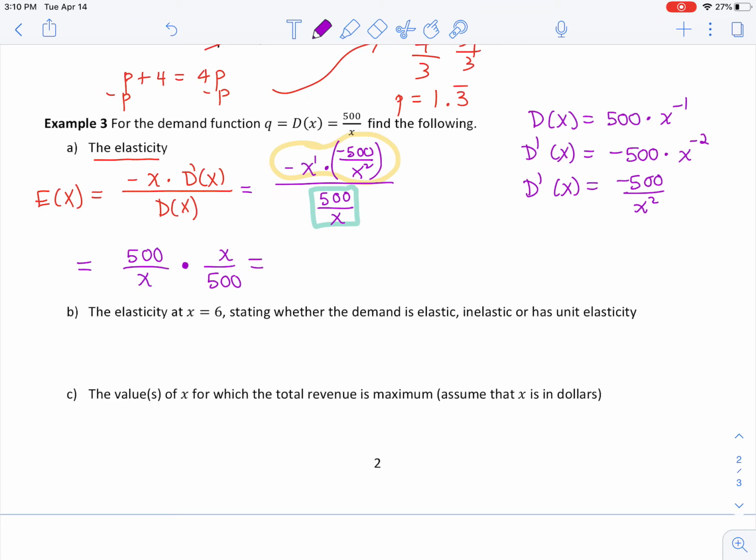Something cool happens here, right? 500 over X times X over 500 just turns into 1. So we got this cool result: the elasticity of demand is going to be 1 for this demand function. And when they ask you to find the elasticity at X equals 6, I plug in 6, but it just comes out to be 1.